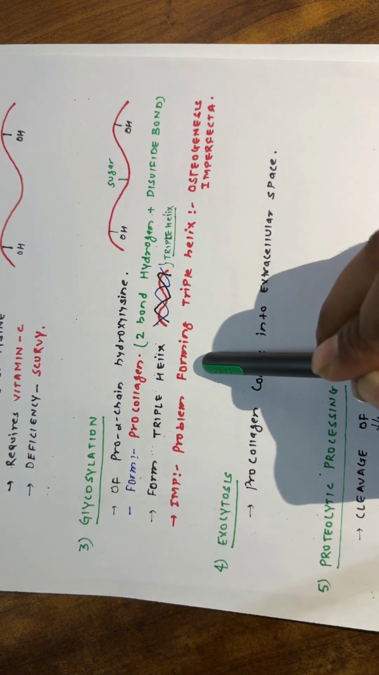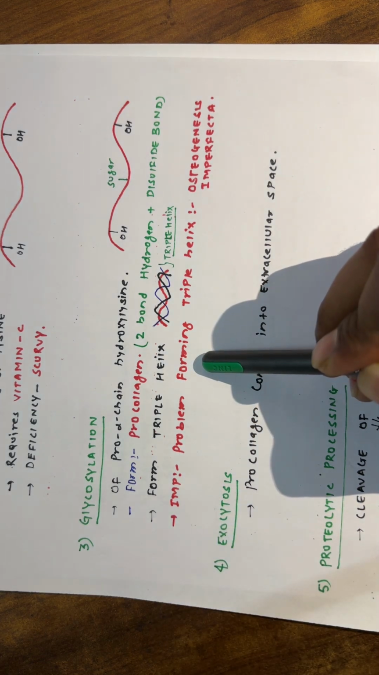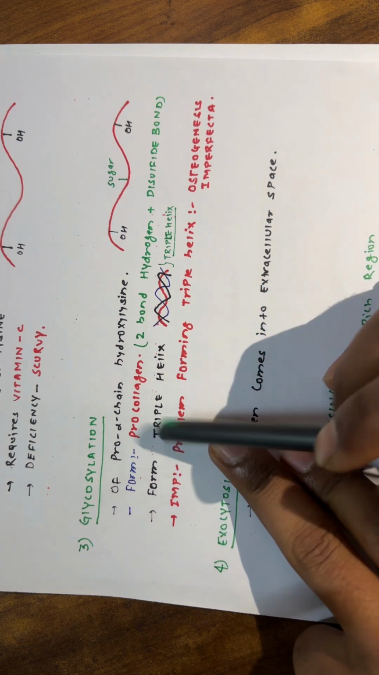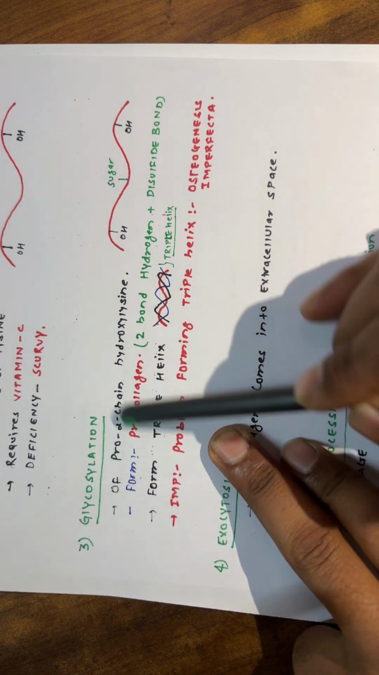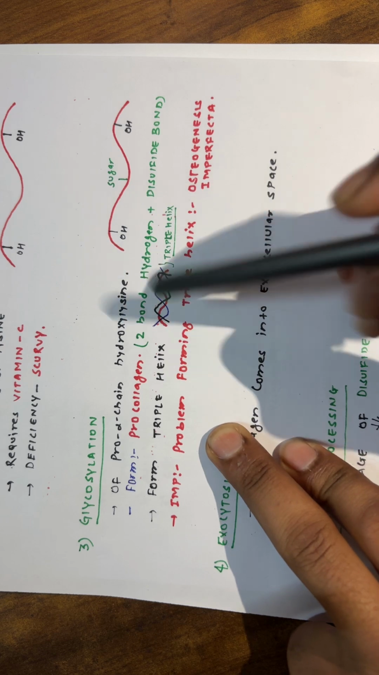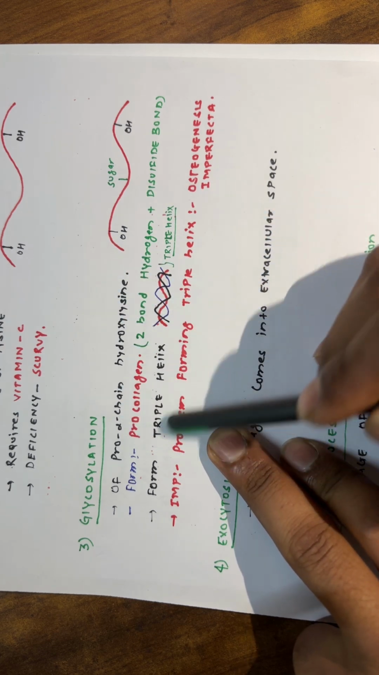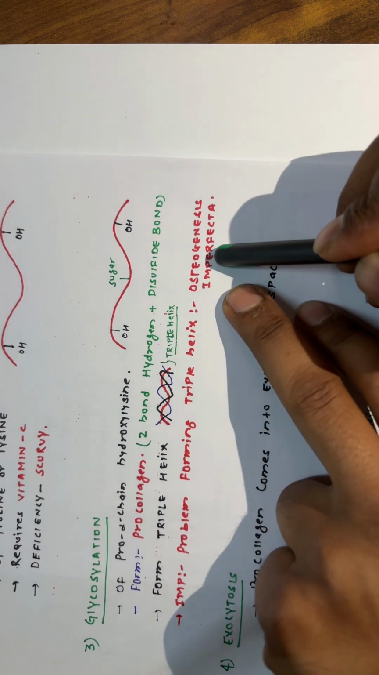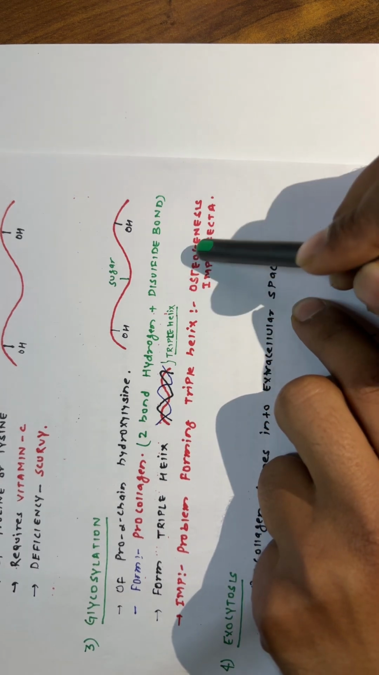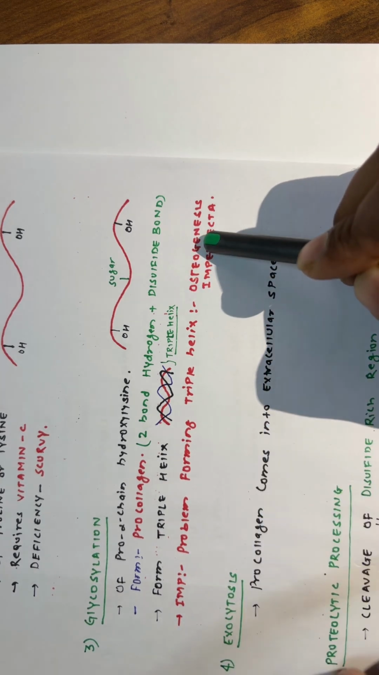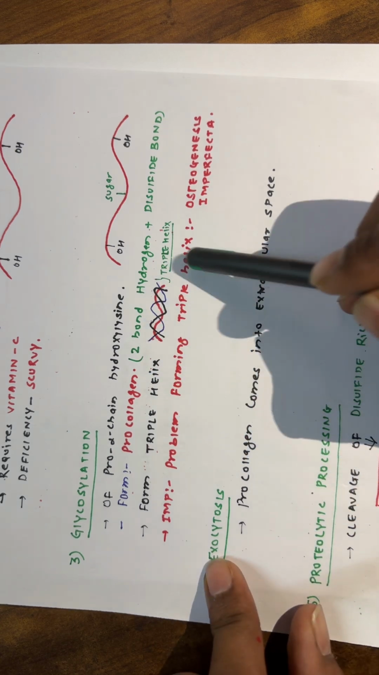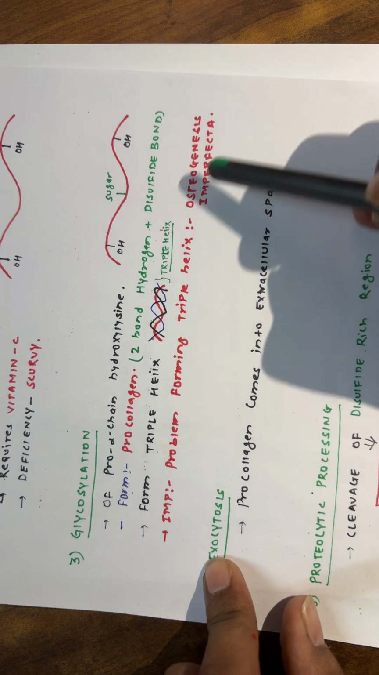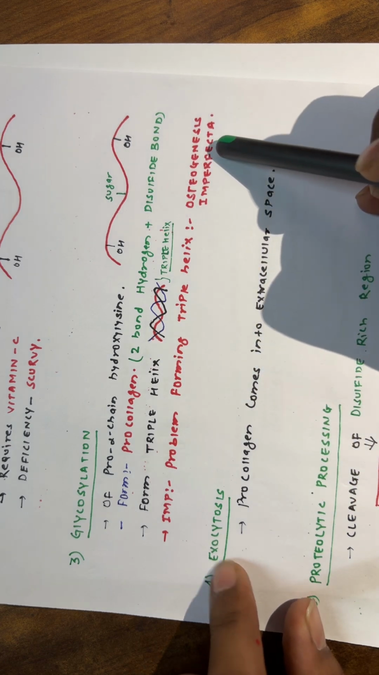So the most important point from the MCQ point of view: if a problem occurs in this glycosylation step, then the triple helix will not form, and that will lead to a disease called osteogenesis imperfecta. When we talk about osteogenesis imperfecta in detail, we will also talk about this step. So if there is a problem in triple helix formation, or a problem in glycosylation, it will lead to osteogenesis imperfecta.